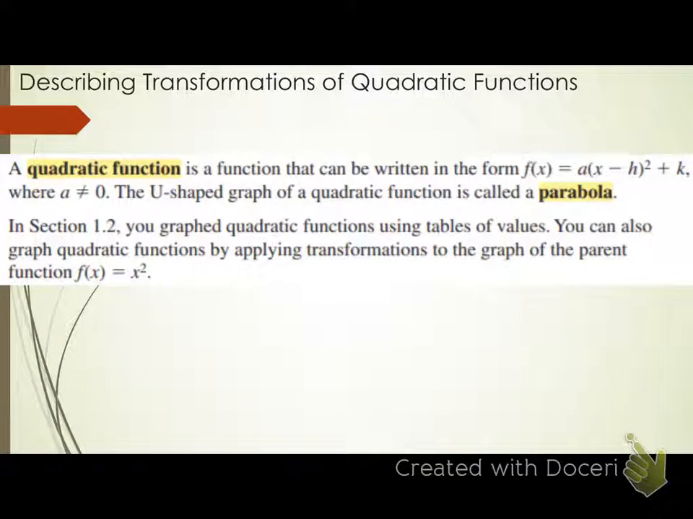So we've talked about quadratic functions a little bit before, but this is what a quadratic function is. Let me turn this other light off for you. Make sure you don't fall asleep on me.